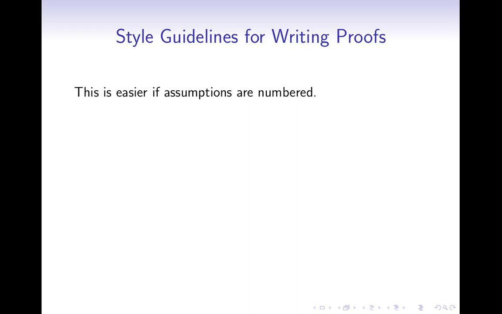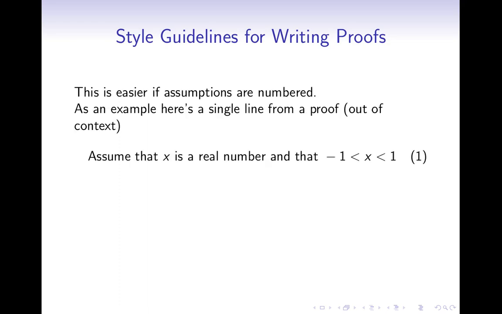So this will be easier if your assumptions are numbered, or if you number the ones that you know you are going to have to use later in the proof. As an example, here's an out-of-context line from a proof. Somewhere in your proof, you might assume that x is a real number and x is between -1 and 1. And I have numbered that assumption with a number in parentheses. That's the usual way of doing things.